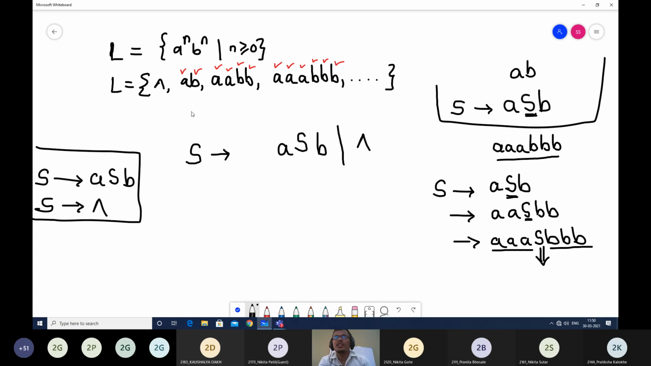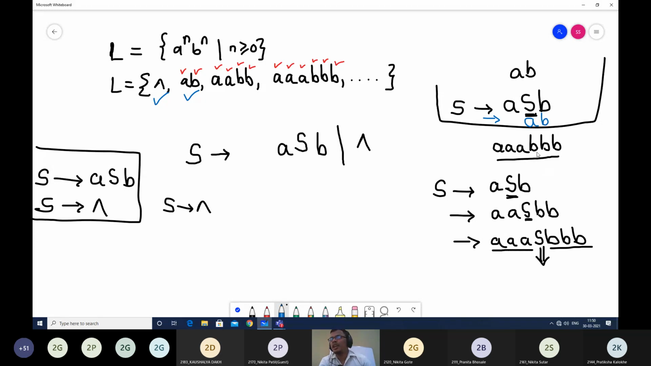Now, my dear students, if I directly apply S gives null, my first string, null, gets accepted, correct? Now if I want AB to get accepted, what will I do? I'll first apply S gives ASB and then I'll apply S gives null. Once I apply S gives null, the string I get is AB. So my AB string is accepted.